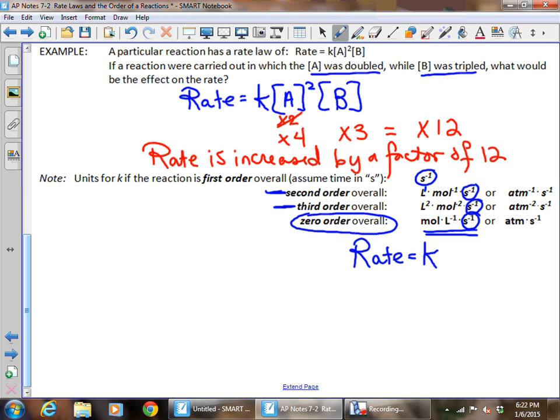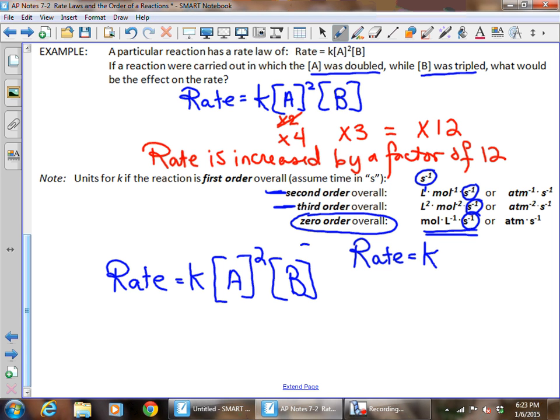So think about this, and this was a question on a multiple choice just a couple of years ago. If we had something like this, rate is equal to k, and we had something really random like [A] to the second, [B] to the third, [C]. Maybe it's something really complex like this. And it asked us to give the units for k in this situation. Well, think about it. The overall order of this reaction is going to be these exponents, understood 1 here, added up. So the overall order of this reaction is a 6.